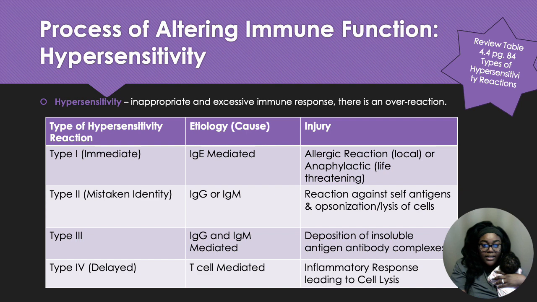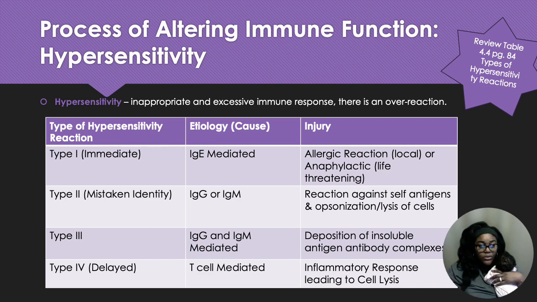The injury is an allergic reaction, which is at a local site, like in the tongue, or just hives on different areas of the body. Whereas you can have a more severe reaction, which is life-threatening. When we have a type 1 that is severe and life-threatening, we call that an anaphylactic reaction. That's where we have maybe the closing of the throat, airways that are compromised, things of that nature.